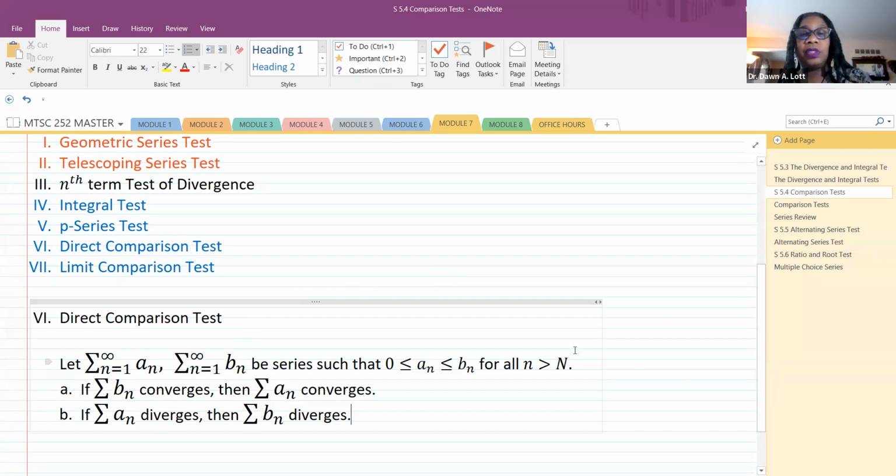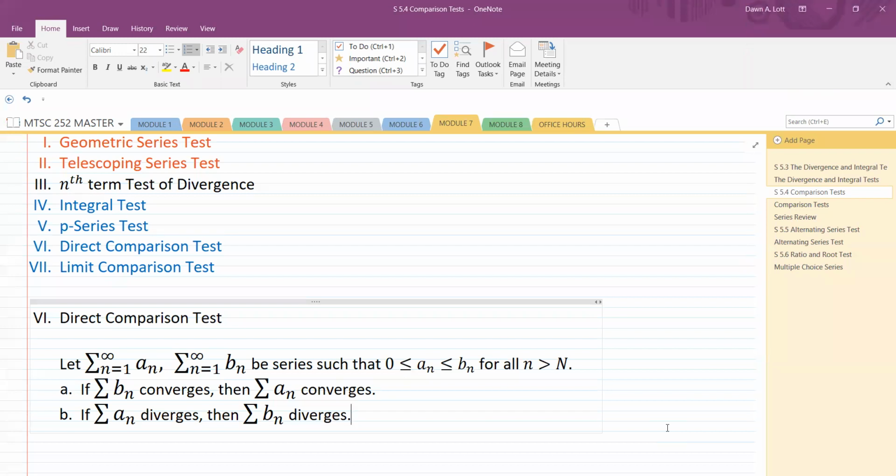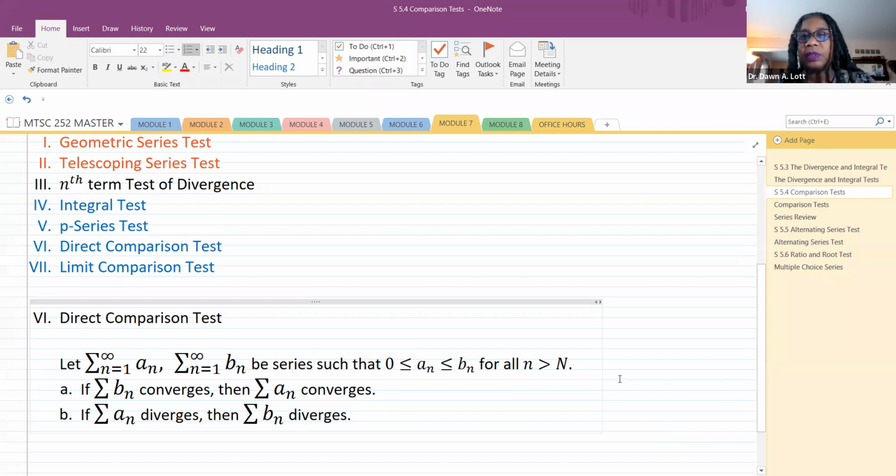Okay, so here's the test. If summation b_n converges, that is the larger series, then of course the smaller series, the summation a_n, has to converge. And if the summation a_n diverges, that's the smaller series, then the summation b_n also diverges. So if you can make your series smaller than something that converges, you know it converges. If you make it larger than something that diverges, then you know it diverges.